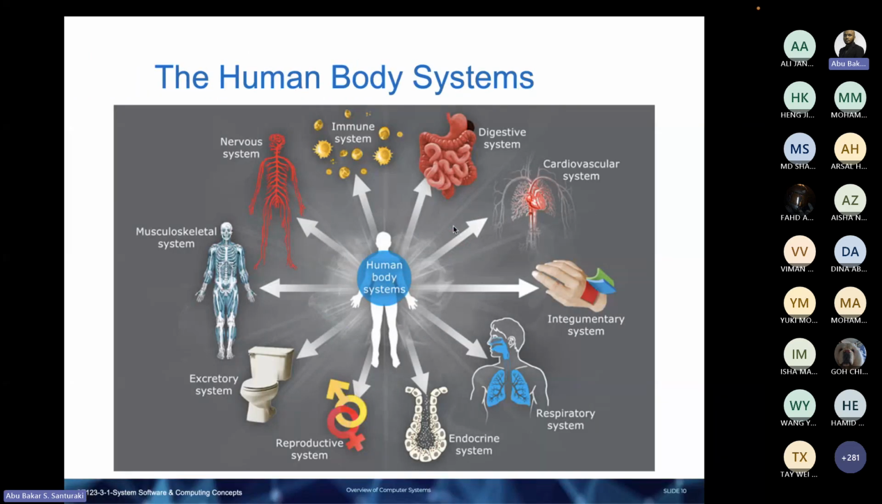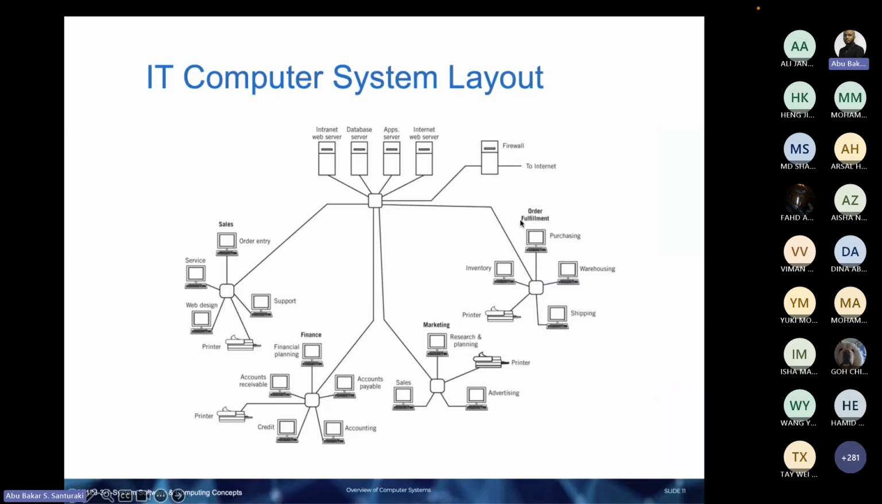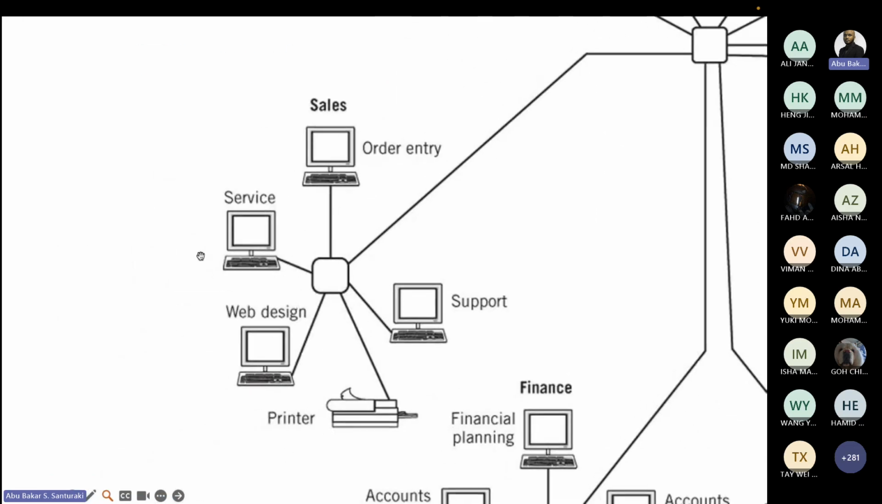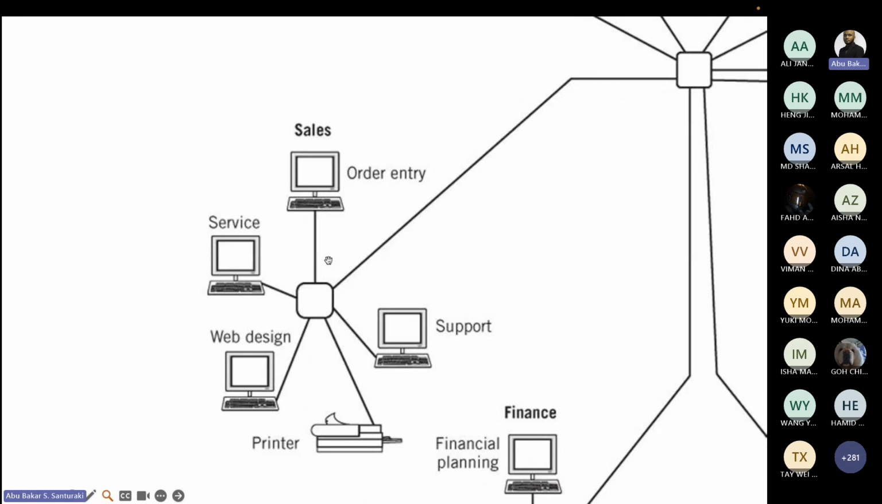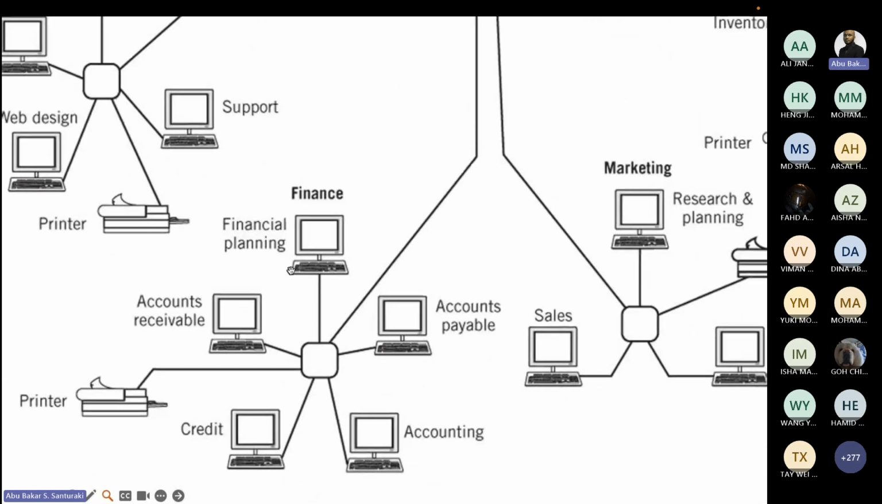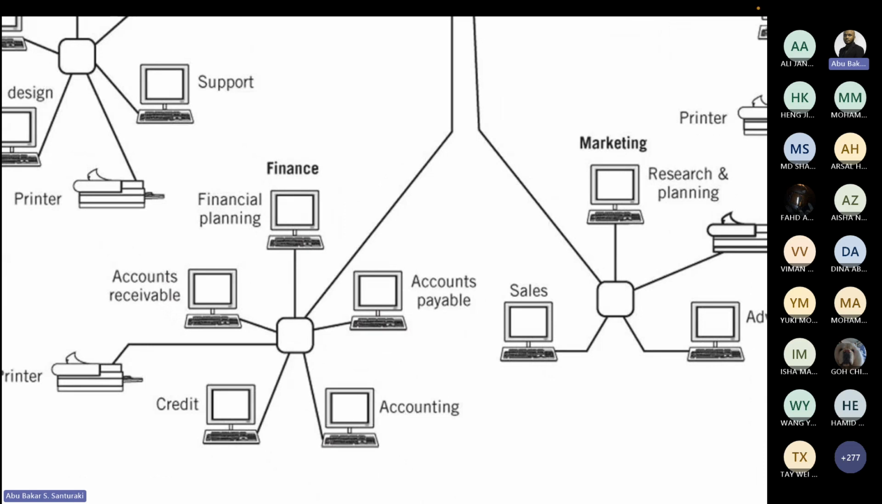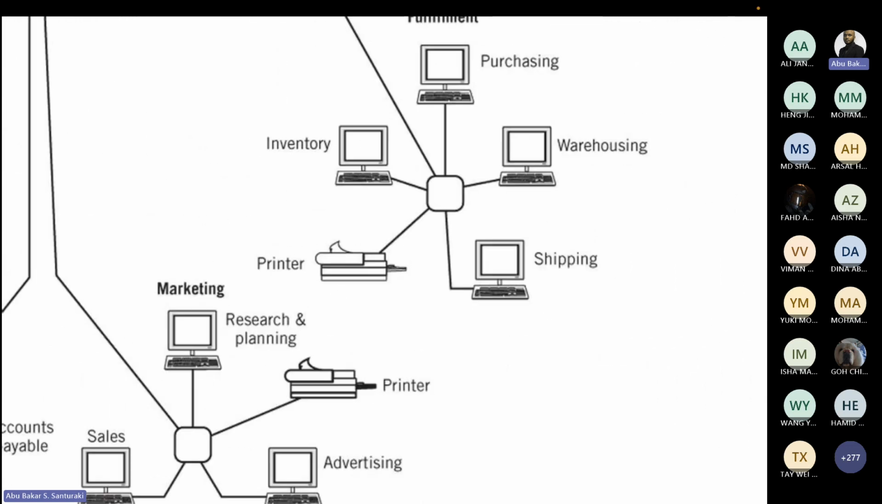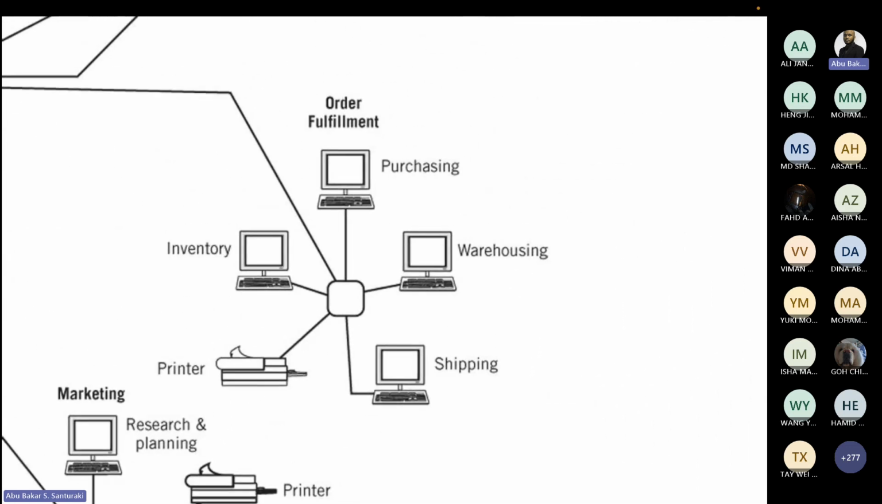So in the same way, the difference between these computers here is just what function they serve, what software they are running, essentially. So the sales, although they have computers, the software that they're using is different from the one that is used in finance, which is different from the one used in marketing, which is different from the one used in order fulfillment. But they're still computers. They have the same components, input, process, output. The only difference is their software.